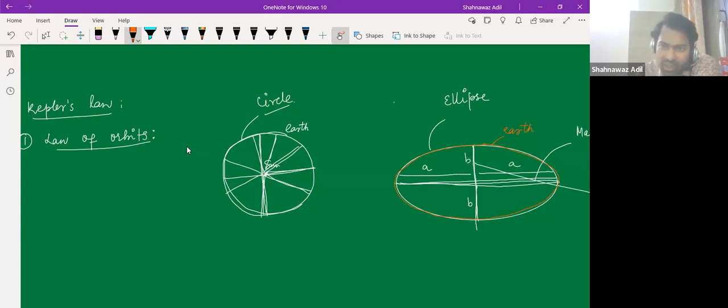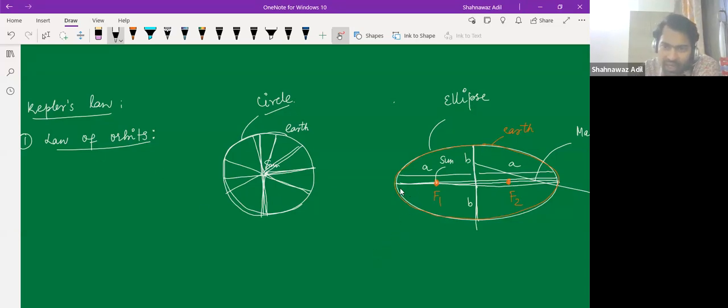And where would the Sun be placed? There are two foci of this ellipse. So this is focus 1 and this is focus 2. The Sun is situated at one of the foci. This is our Sun. The Sun is situated at one of the foci, and planets are revolving in elliptical orbits. So that is the law of orbits.